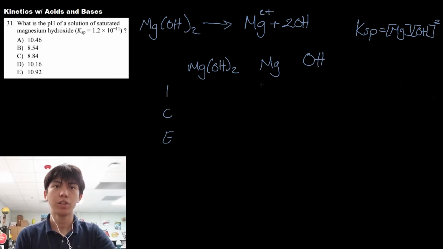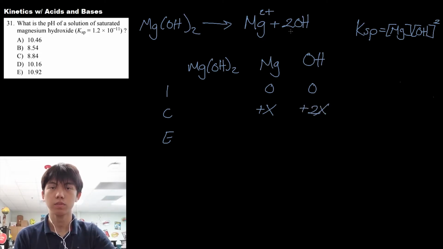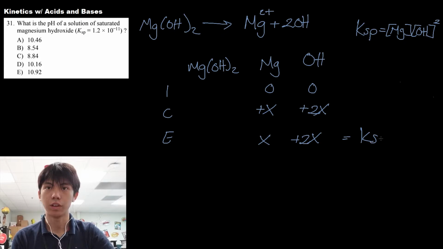And since this changes, we don't know the initial. We're not given the initial. The magnesium here is +x, and this is +2x, since this has a coefficient of 2, and this has a coefficient of 1. So 1x, 2x. And here is basically 0 + x, or x plus 2x, and this is equal to your KSP. Or we could plug this into our equation here to get our KSP.